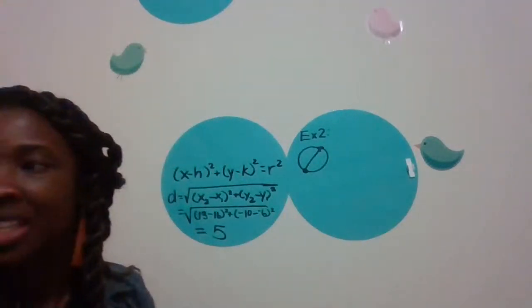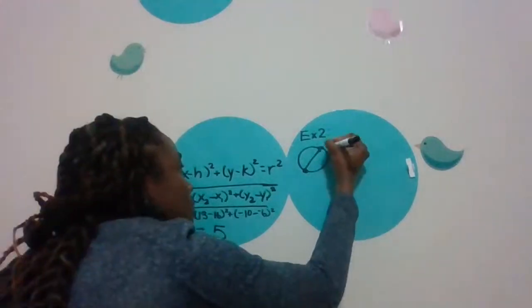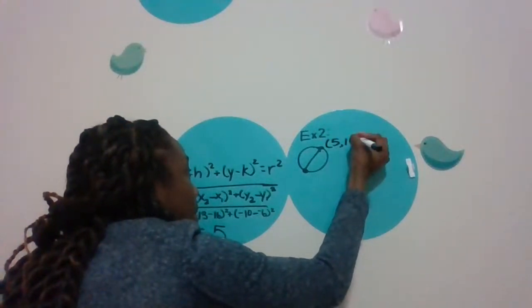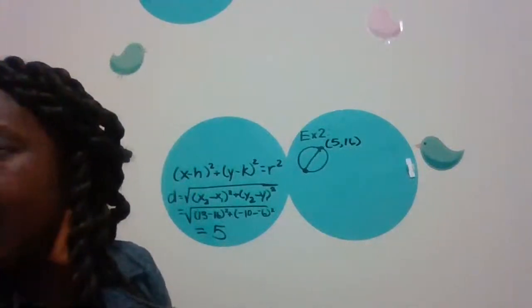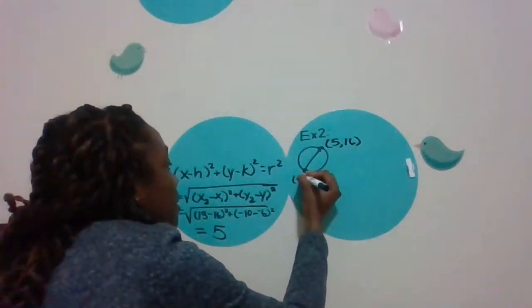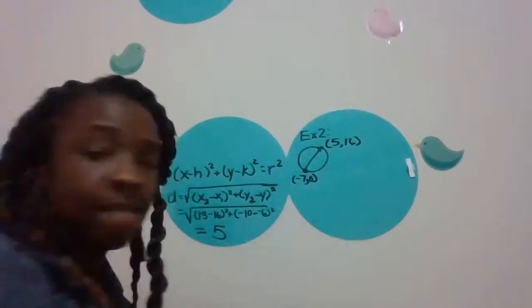All right? So you have the point 5, 16, and you have the point negative 7, 0, right?